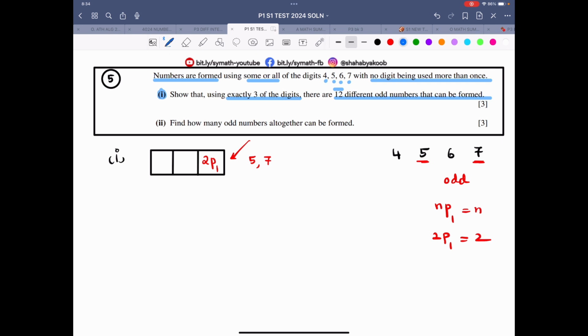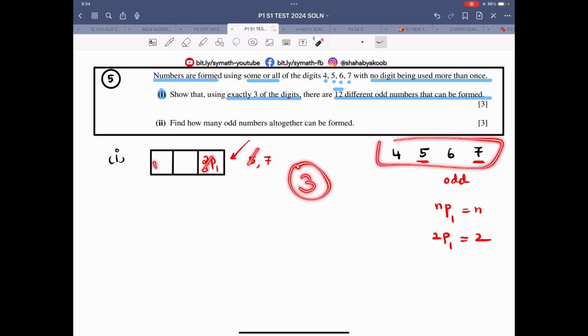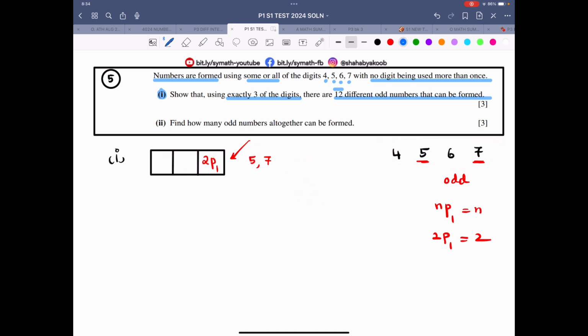Now, how many digits are left? Out of these 4, if I use any one, therefore 3 digits are left and there is spaces for 2. So let me write any one of the 3, any one of the 2. That is basically 3P2, which comes out to be 6. So along the box we will multiply. That is 3P2 into 2P1, and this answer comes out to be exactly 12. And that is how I obtain these 3 marks. That is the first thing.